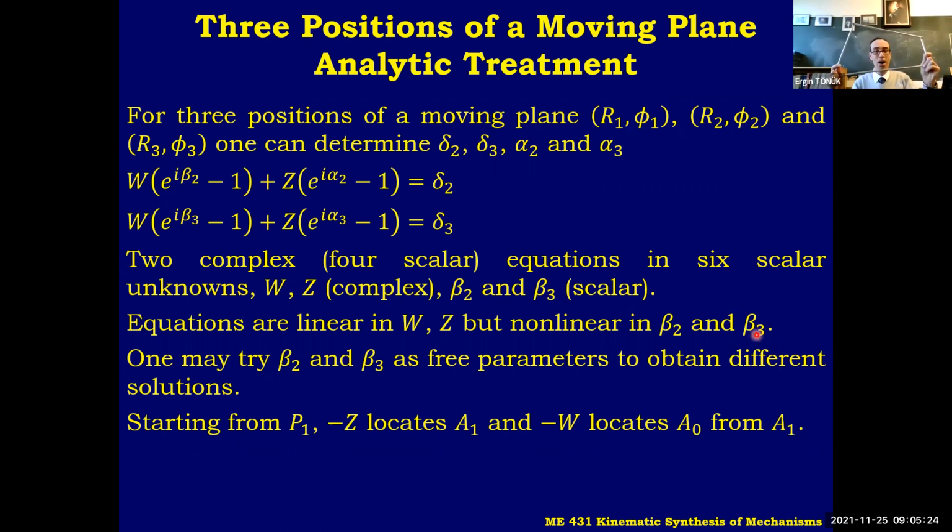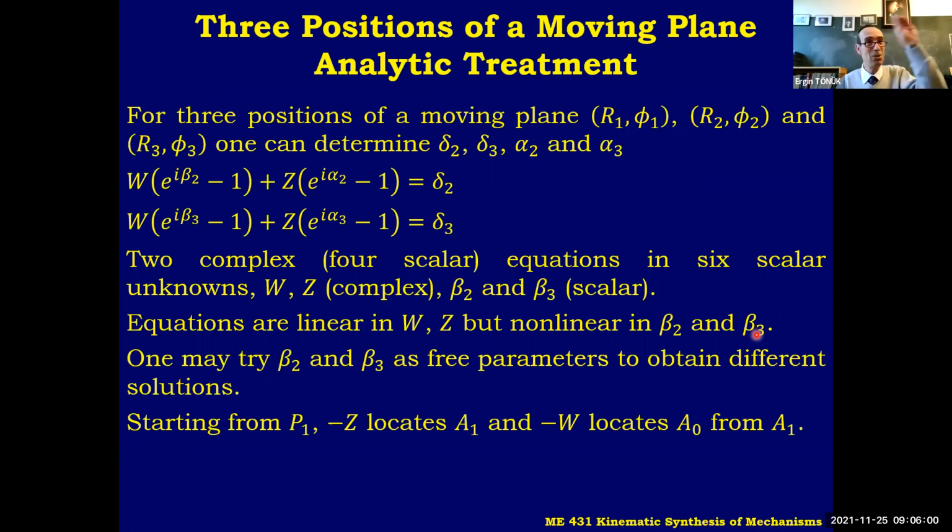You would like to find this mechanism for the 3 positions. So one set of free parameters is beta 2, the rotation from position 1 to 2. The other is beta 3, which is from 1 to 3 for this crank. The other one is the rotation of this crank, beta 2 prime and beta 3 prime. So you have 4 free parameters.